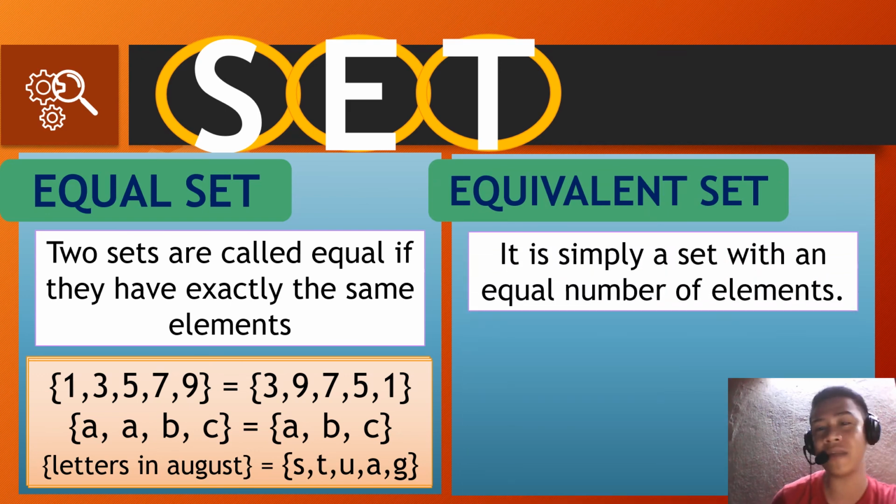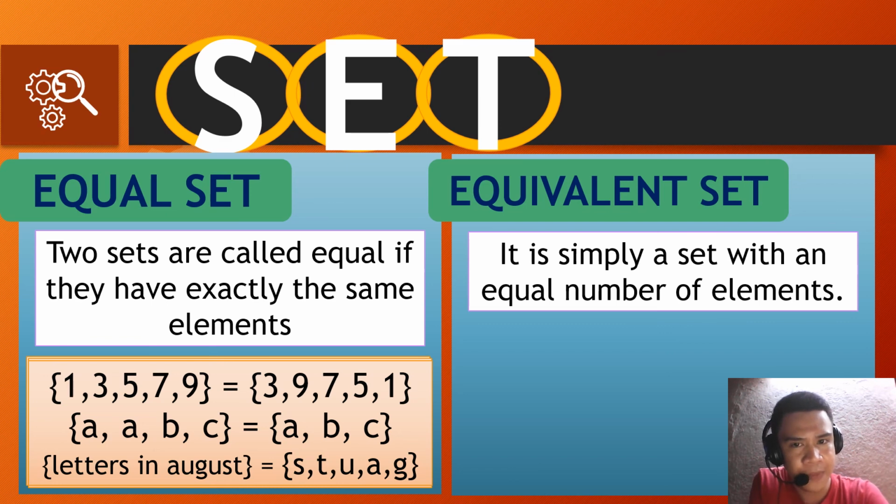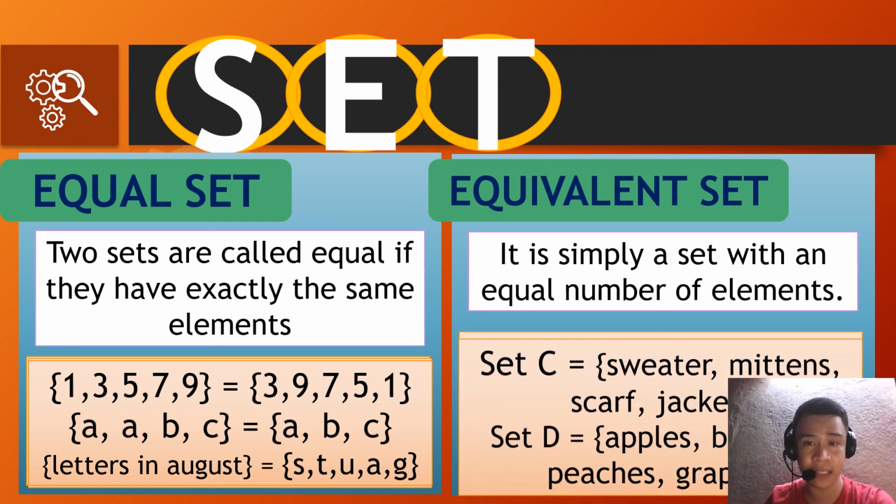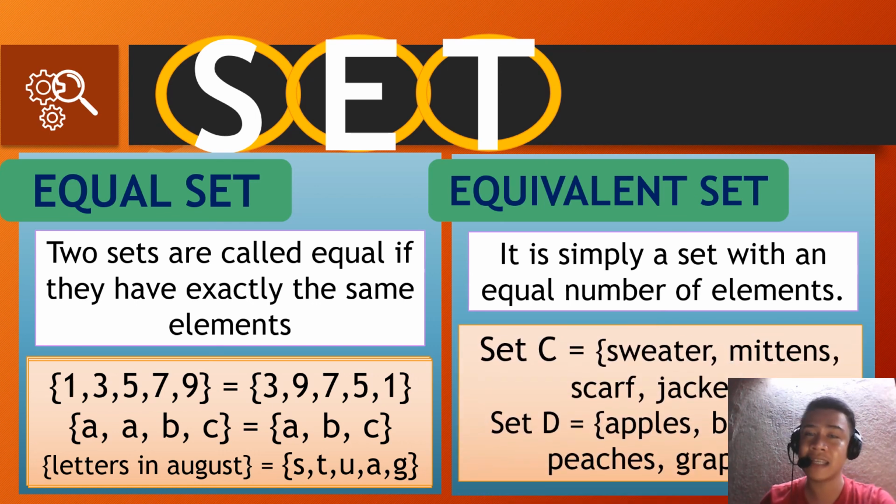Next, we have equivalent set. Ano pinagkaiba? It is simply a set with an equal number of elements. Kung sa equal set, dapat magkatulad ang elemento. Sa equivalent set, dapat magkapareho ang bilang ng elemento. For example, set A is equal to A, B, C, D, E. Set B is equal to January, February, March, April, and May. This is an example of equivalent set. We can say that set A is equivalent to set B.